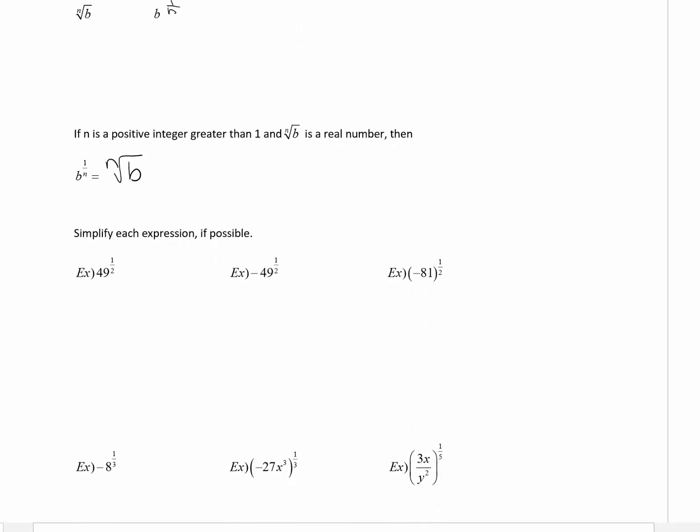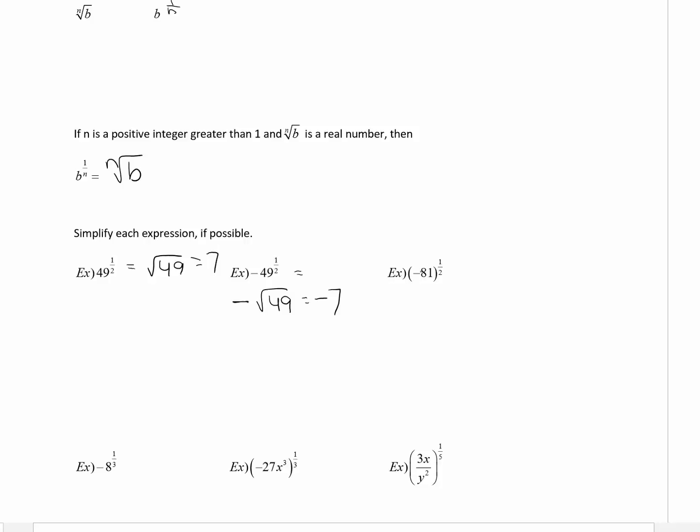Okay, so let's simplify each expression if possible. So 49 to the 1/2. I can rewrite this as a radical, as the square root of 49. And we know the square root of 49 is 7. Now, let's take a look at negative 49 to the 1/2 power. Well, the negative is on the outside, so I can rewrite this as negative the square root of 49, which in this case is negative 7.